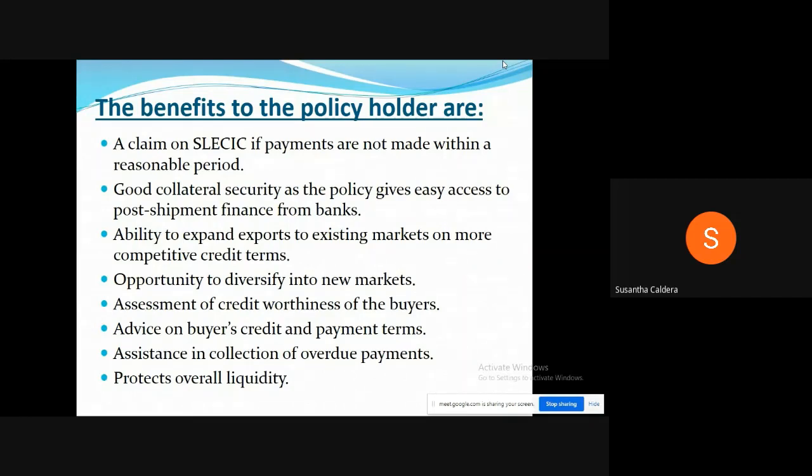Ability to expand exports to existing markets on more competitive credit terms. If you have a credit guarantee like this, then you can try to expand your markets, right? Opportunity to diversify into new markets. Assessment of creditworthiness of the buyers. Before they fix the premium, SLESIC checks everything; they have the network. Advice on buyers, credit and payment terms. Assistance in collection of overdue payments. Protect overall liquidity. So all in all, it is a very beneficial thing to the policyholders.